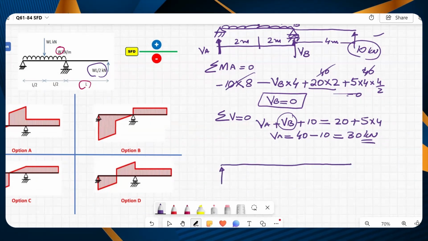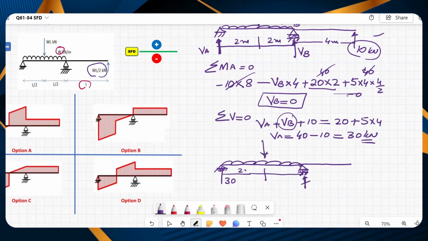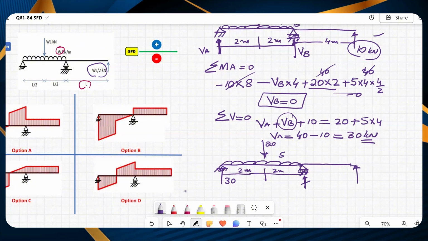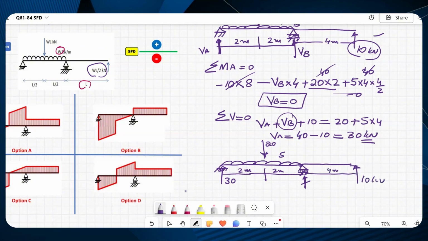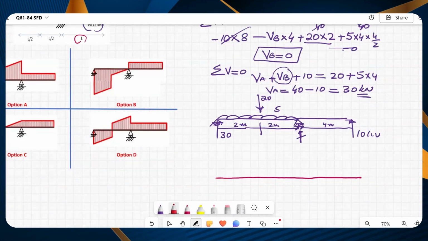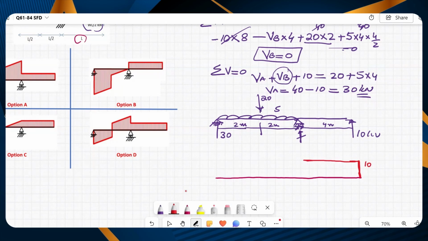We have upward force VA equal to 30. This was a pin support. Here we don't have any reaction. This is 2, 20, and 5. And we have an upward force of 10 kilonewton. And this distance is 4 meters. So let us now draw the diagram. So this will go up. We start from the right side and go up to the supports. This is 10 kilonewton, and I call this plus.